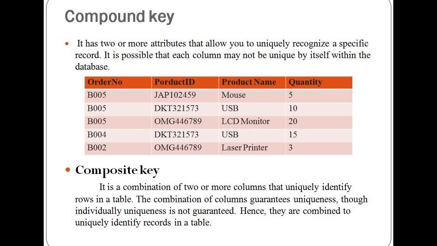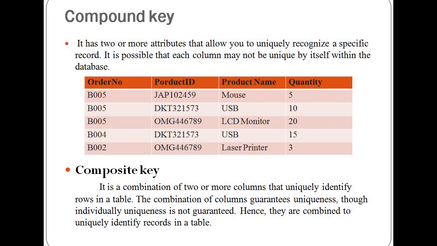The purpose of compound key is to uniquely identify each record in the table. If we observe this example, order number and product ID can't be a primary key as it does not uniquely identify a record. However, a compound key of order ID and product ID could be used as it uniquely identifies each record. It's clear. Next, coming to the composite key.